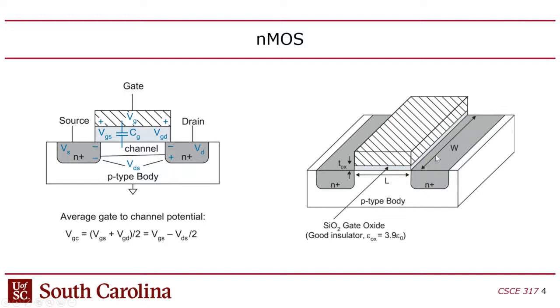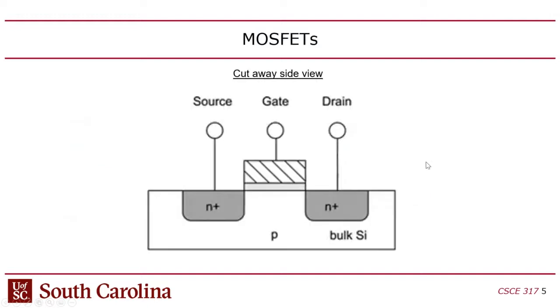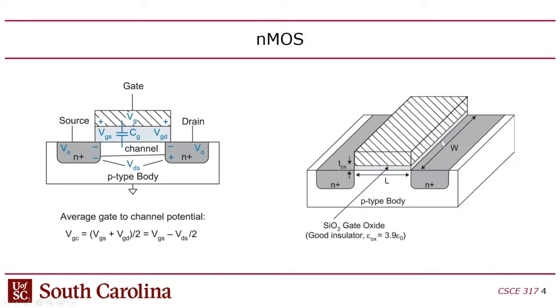But there's also the width, right? Width is kind of how deep the transistor is. And the width also determines how fast the transistor switches, and also determines how much current is passed from source to drain. So that's the width and the length.